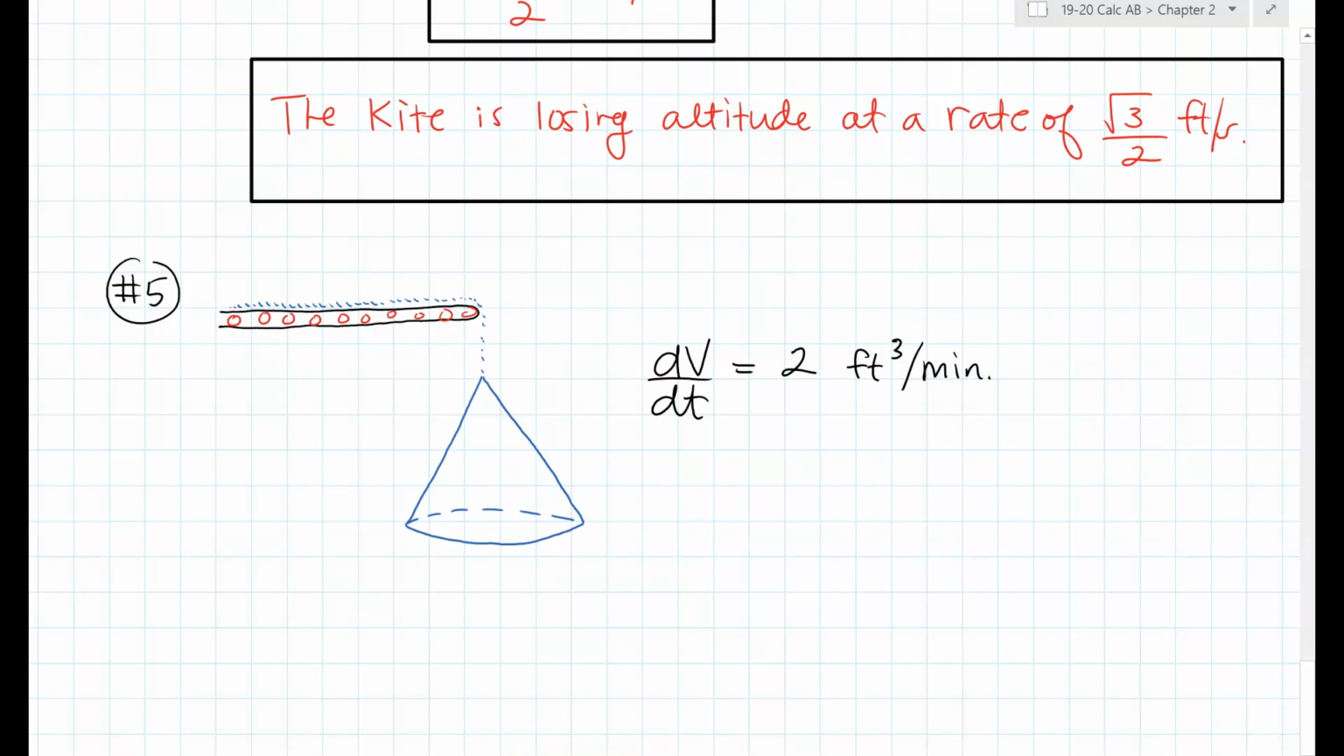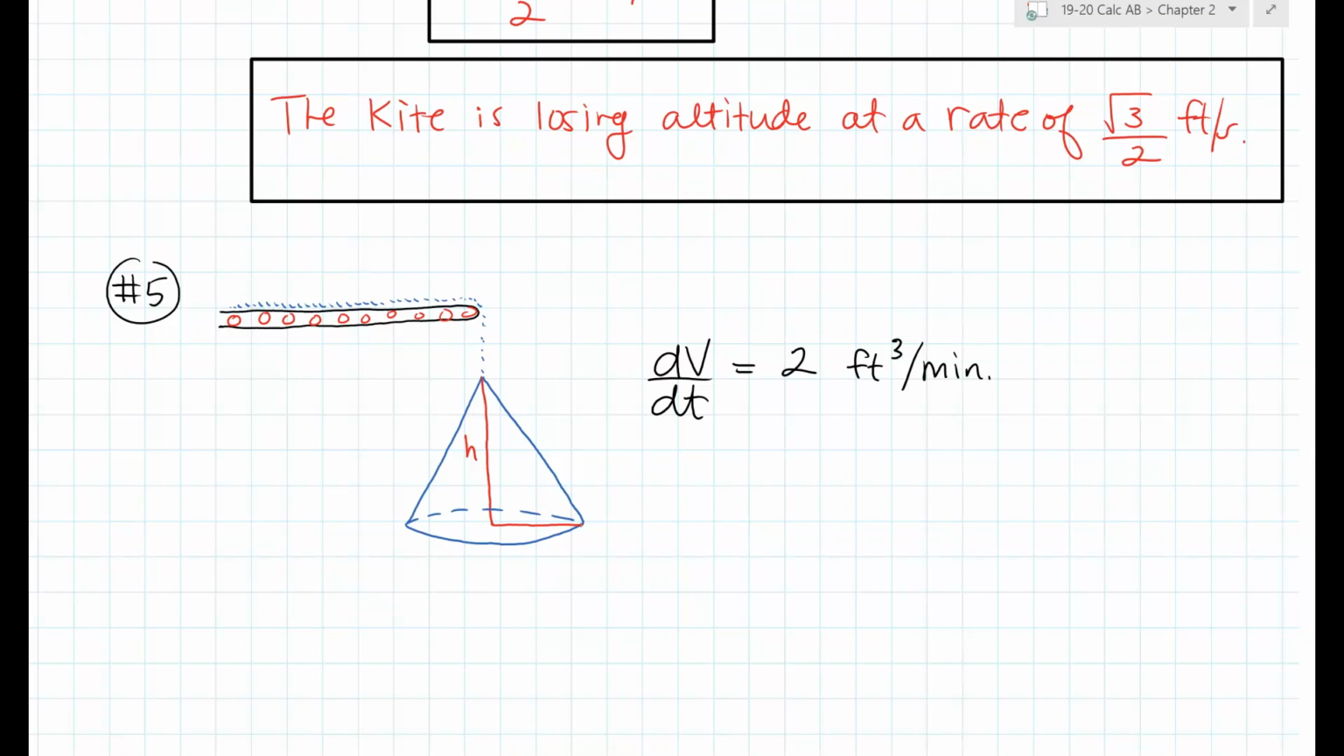Okay, the sand pile is shaped like a cone whose height and base diameter are always the same. So this height, let's call this h.